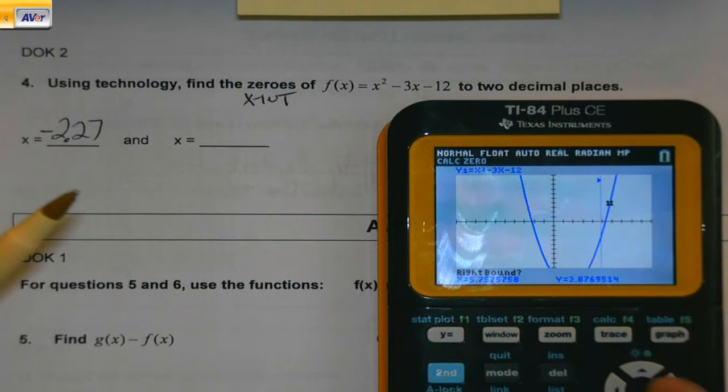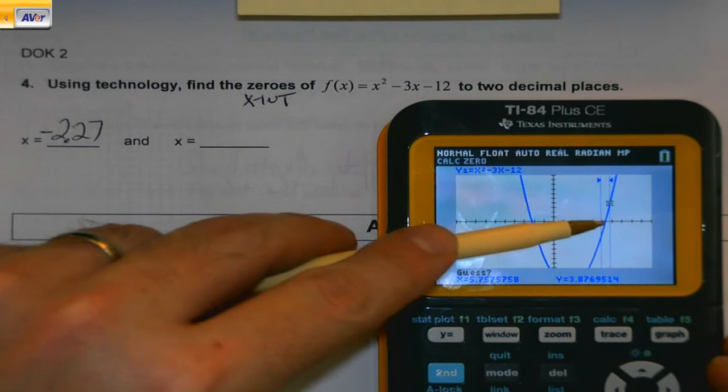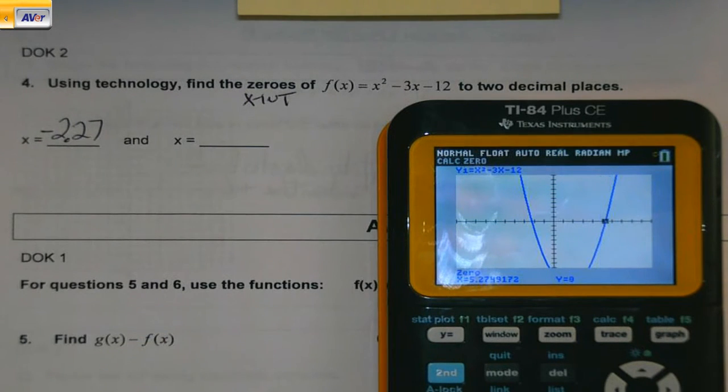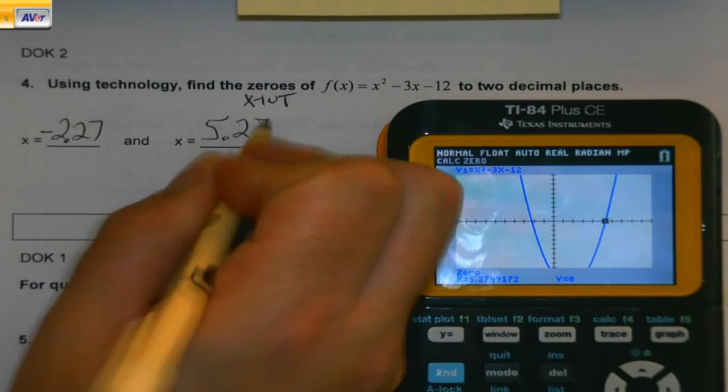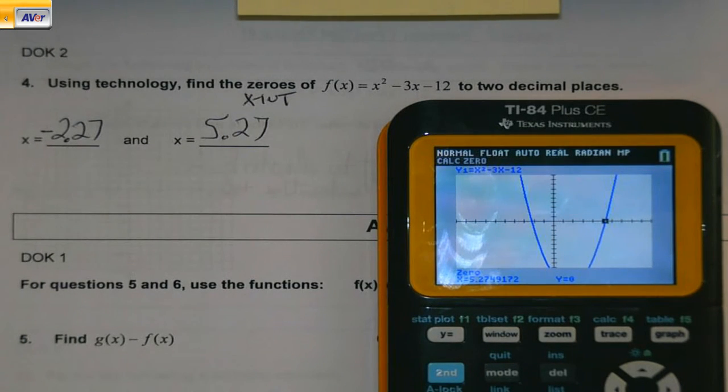5, 6. And remember, it's just like anything else. We work from left to right. So now there's my borders. I'm trapping it in. That's good. I hit enter, and we end up with 5.27. That's my other one. And I've got them.